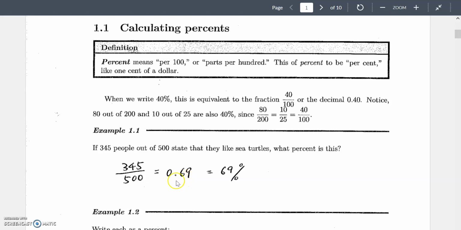Now, the way you change from decimal to percent is simply move the decimal to the right and then put a percent sign. Because what you're doing is really multiplying the number by 100 and then dividing by 100, because the percent sign means divide by 100. So when you multiply by 100 and divide by 100, you're not changing the value of the original number. You just change the way it looks. So instead of 0.69, it's 69%.